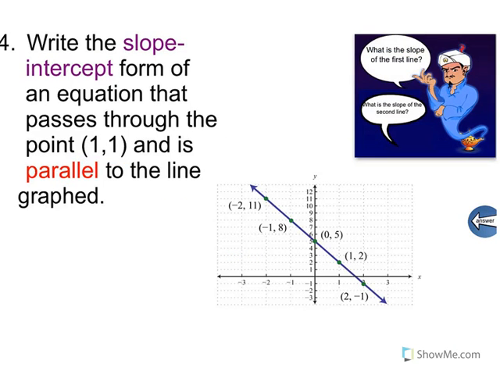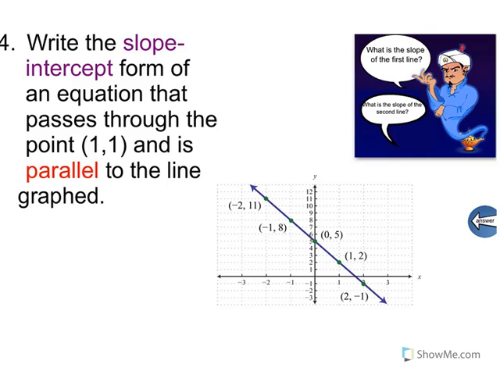Looking at our last one, we have the line. So we want to write the equation of a line that passes through the point 1, 1 and is parallel to the line that is graphed. So the only thing that we're going to need from this line, again, is the slope, because our line will be parallel to this one, so we know that the only thing that they'll have in common is the slope.